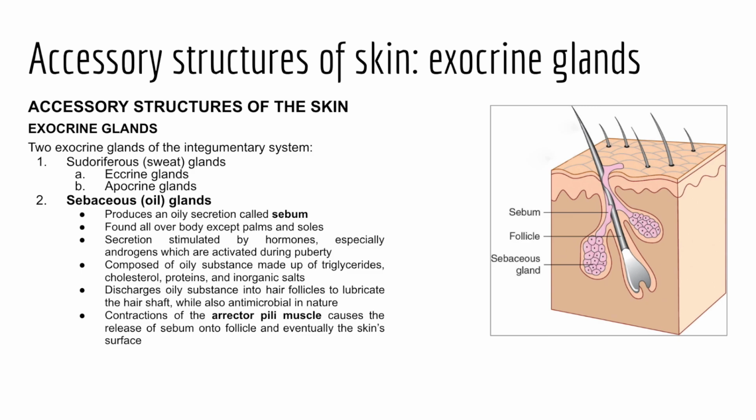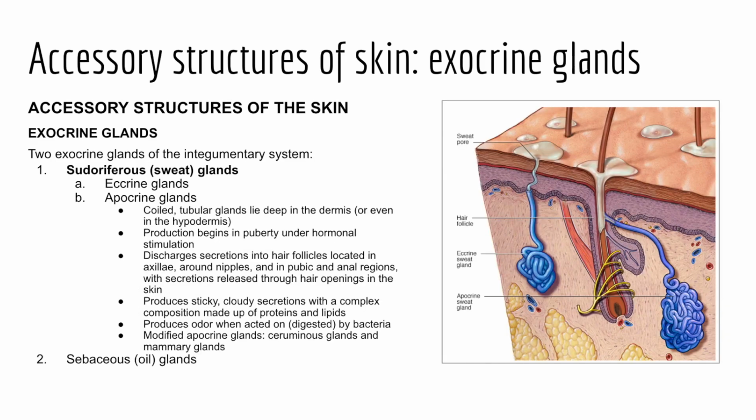One other thing to mention here, I said that there were a few exceptions by which sebaceous glands were not associated with hair follicles. Specifically, this is in locations like the lips, the glans penis, the labia minora, and the tarsal glands of the eyelid. Here, sebaceous glands open directly onto the surface of the skin rather than affiliate with hair follicles.